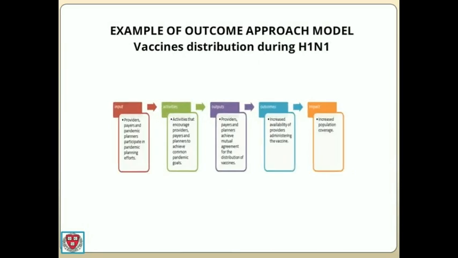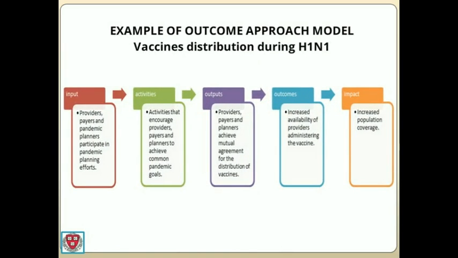Here's an example of an outcome approach model based on the same H1N1 intervention. Remember, the goal of the intervention was to promote partnerships to increase vaccination coverage and equal access to the vaccine across the various segments of the population. Let's focus on one input and its relationship to planned activities, outputs, outcomes, and impact.